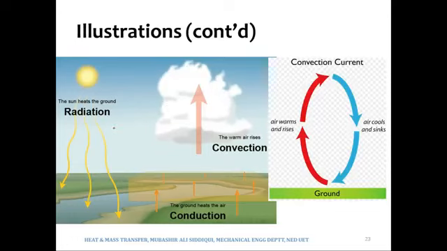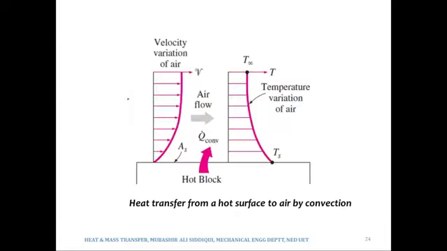This is another illustration where the air which gets heated up by the ground via conduction will move further upwards via convection. And how is the ground heated up? By the solar radiation. We will discuss radiation when we come to the topic of radiation. Now that is the same thing that we have discussed before.